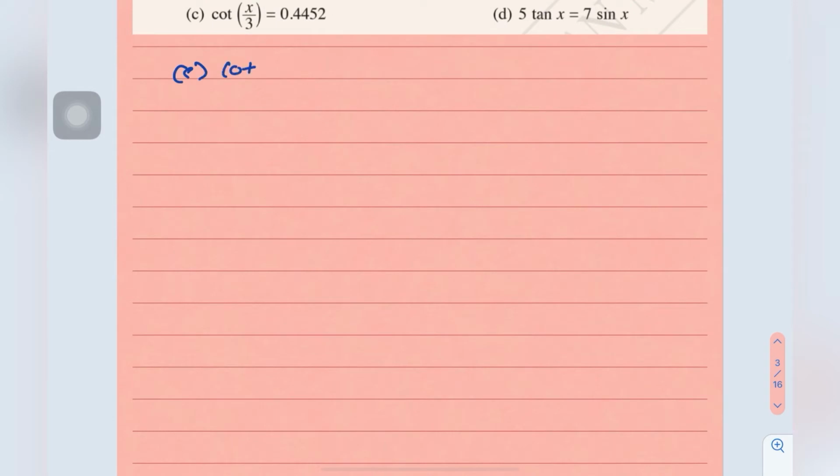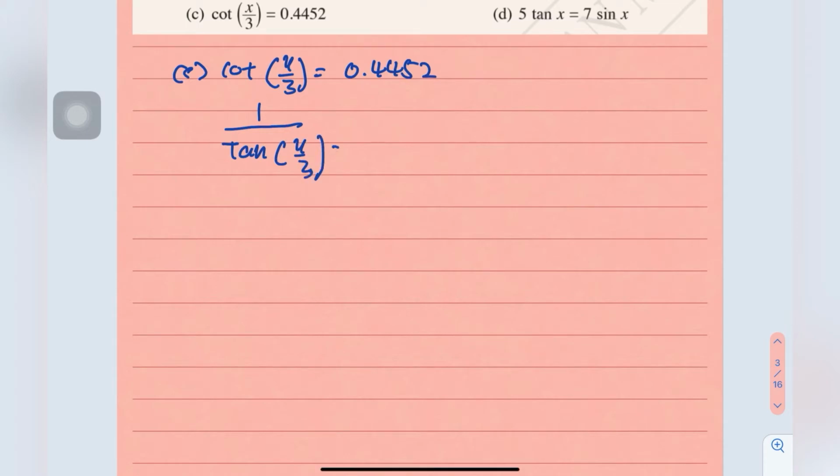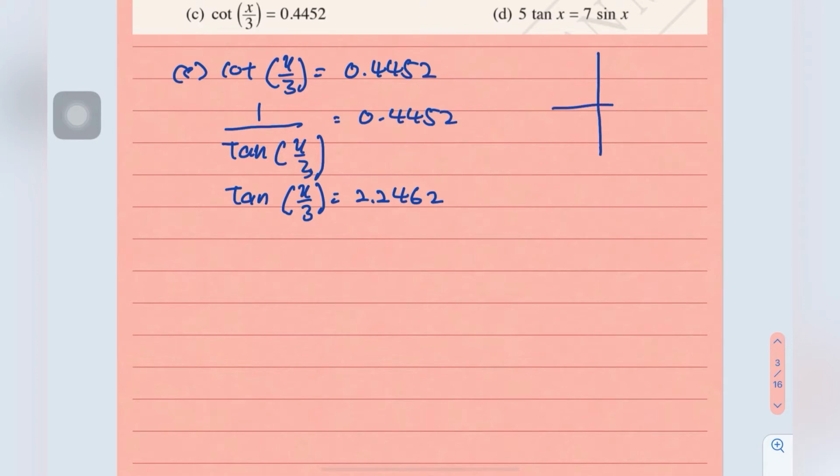C, cotangent of x over 3 equals 0.4452. Cotangent is 1 over tangent. So tangent of x over 3 equals 1 over 0.4452, which is 2.2462. Using ASTC, add sugar to coffee, quadrant 1, quadrant 2, quadrant 3, quadrant 4, tangent is positive in quadrant 1 and quadrant 3.